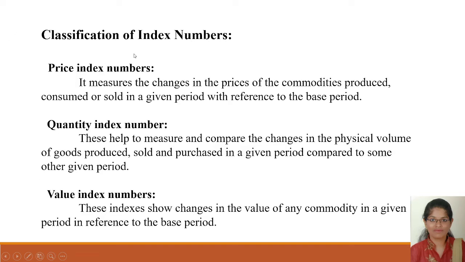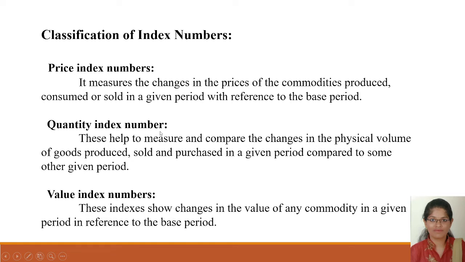Next is classification of index numbers. There are three types of classification of index numbers. First is price index number, second is quantity index number, and third is value index number. Price index numbers measure the changes in the prices of the commodities produced, consumed or sold in a given period with reference to the base period.